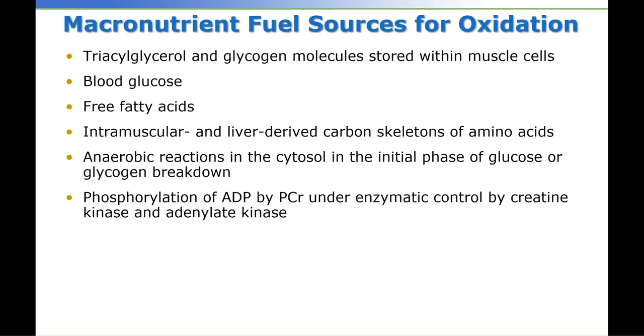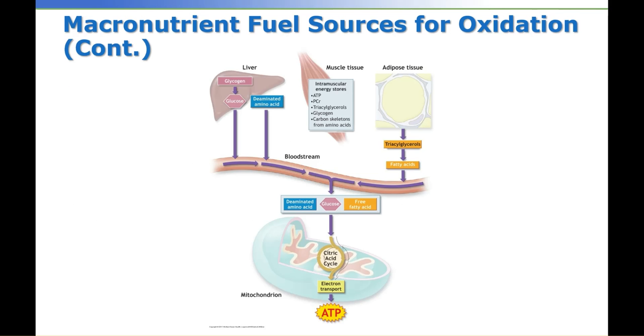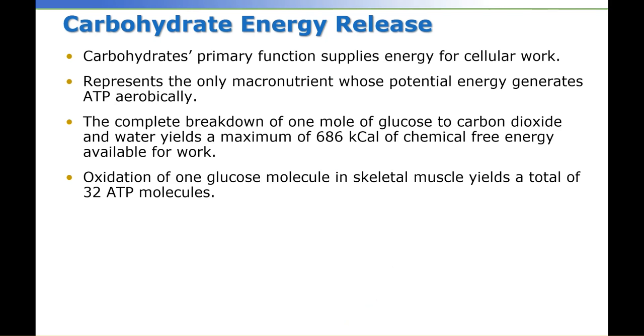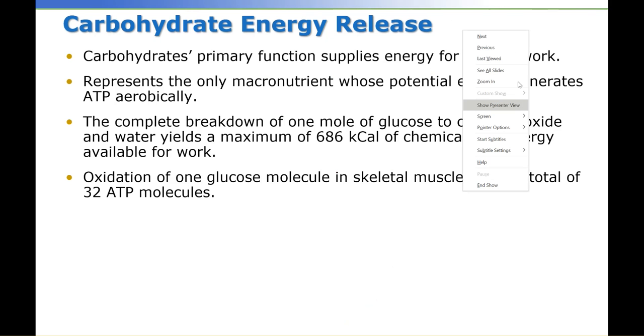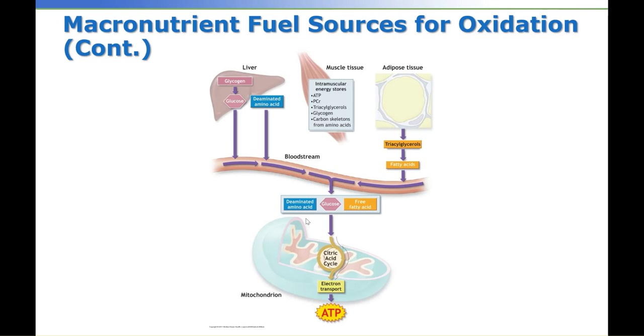So macronutrients, the breakdown of them, whether it be fats, proteins, carbs, when they're oxidized, they release energy. Okay, so you have liver glycogen. Okay, it becomes glucose. You have deaminated amino acids. They enter the bloodstream as well.